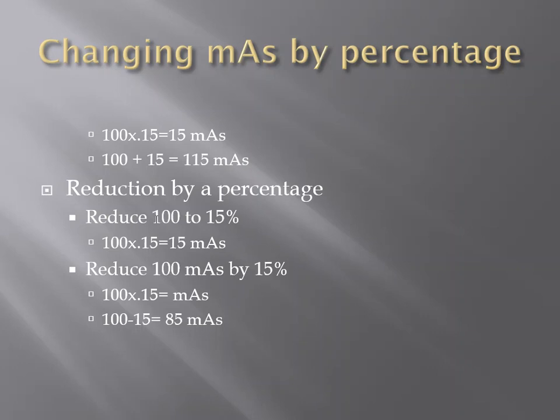If you have a value other than 100, this is how you would work it out. You would multiply that value by 0.15 in this case because you're reducing by 15%. 100 times 0.15, that gave you 15 mass. And if you're reducing 100 mass by 15%, you subtract that 15 mass from the original value. So now your value is 85 mass.